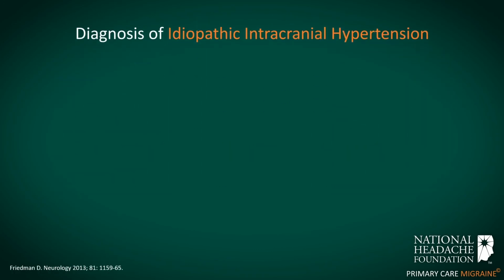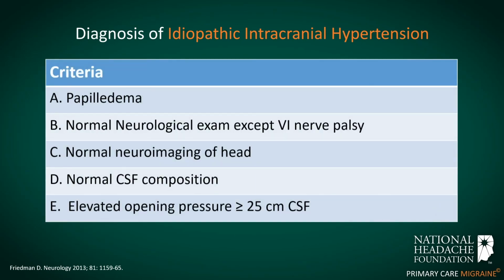There are diagnostic criteria for IIH. They require all of the following: papilledema, a normal neurologic exam with the exception of a 6th nerve palsy, normal imaging, and CSF composition and opening pressure that is greater than 25 centimeters. Our patient had all of these criteria. She was placed on acetazolamide and referred to a neuro-ophthalmologist to ensure that she has not experienced visual loss from the IIH, which is one of the most feared complications of this disorder.